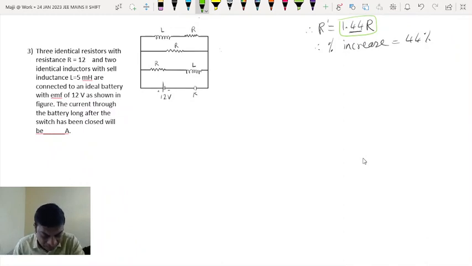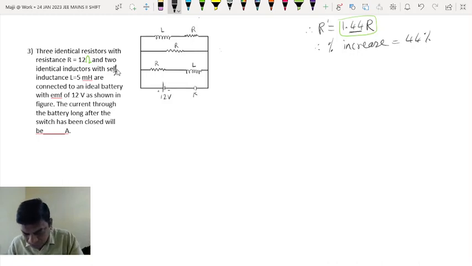You can see three identical resistors with resistances R equal to 12 ohm, it should be, I guess, 12 ohm, and two identical inductors with self-inductance L equal to 5 millihenry are connected to an ideal battery of this much, as shown. Find the current through the battery after a long time when the switch has been closed.